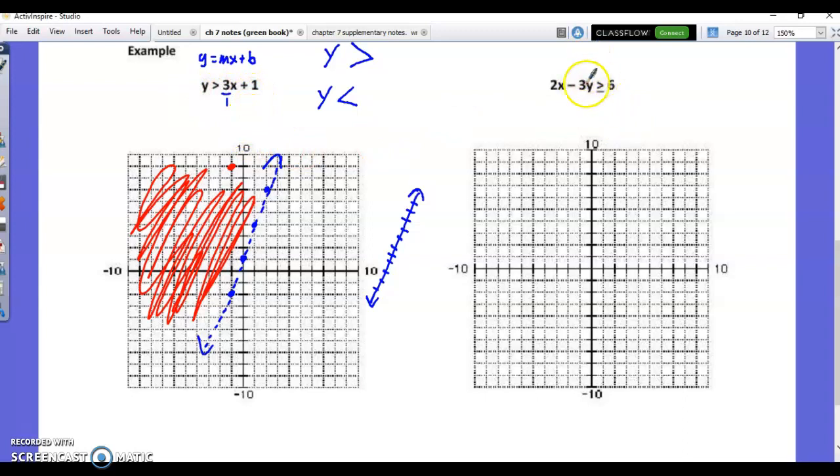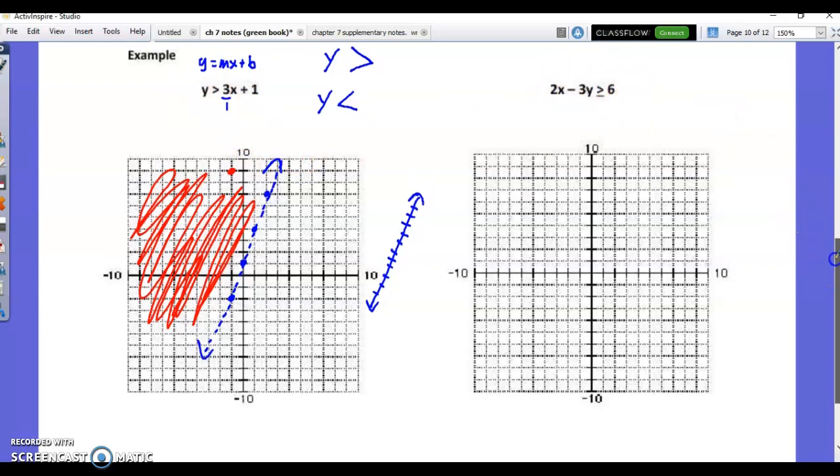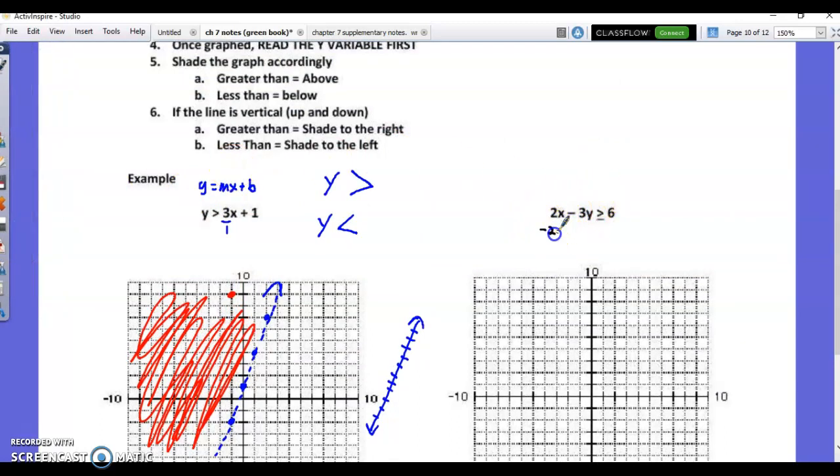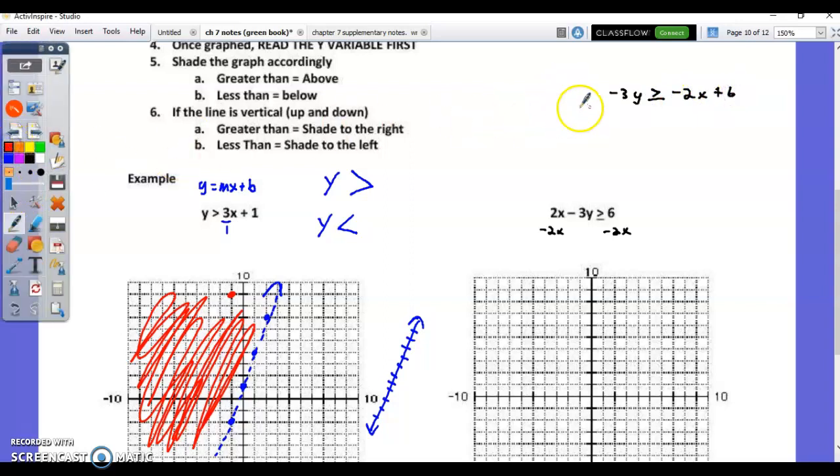Okay, let's look at this example. For this one, it's not in slope-intercept form, so we have to do a little bit of math first, so I'm going to run you through that. We have to solve for y, so we would subtract 2x from both sides. I'm going to work up here. So -3y is greater than or equal to -2x plus 6. Now I have to divide everything by -3.